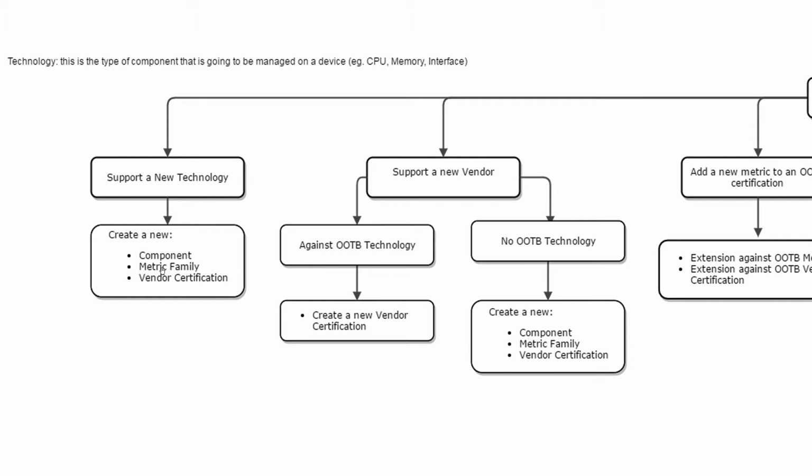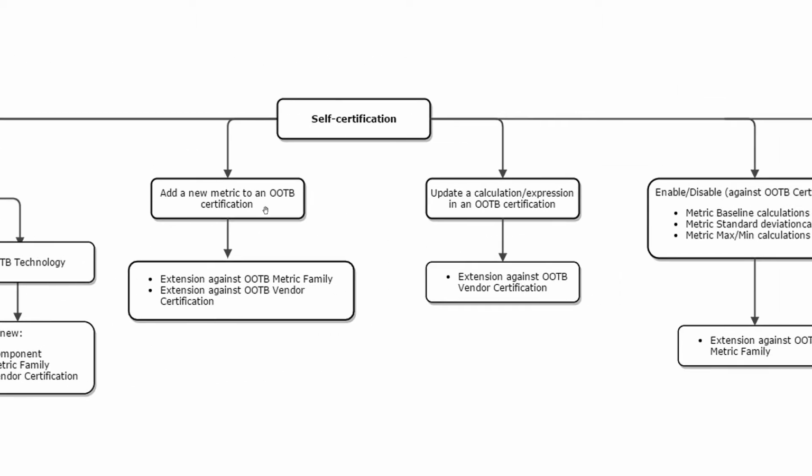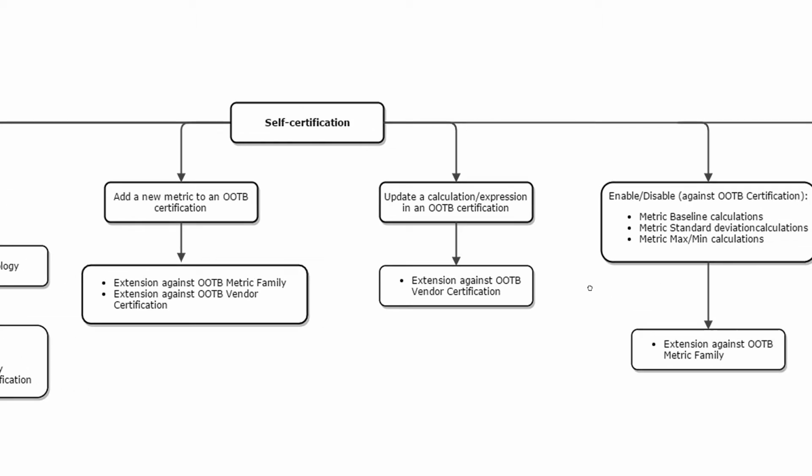If it's a new vendor that you want to support, again, depending on whether the technology is available out of the box or not, the steps you would take change. Same way, if you want to add a new metric, you would just do some sort of extensions against out-of-the-box metric families and vendor certifications. Update a calculation, it's just updating a vendor cert.